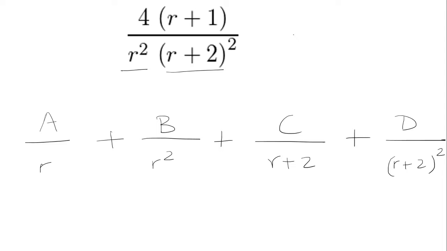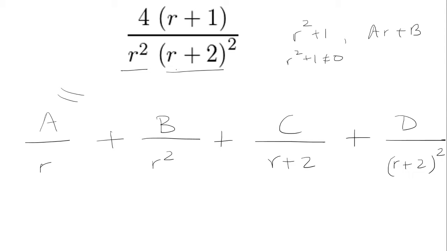If, let's say, one of the denominators was r squared plus 1, then I would need Ar plus B at the top, because r squared plus 1 does not equal 0 for any real number. Okay, so the top fraction is equivalent to this. Our goal is to solve for A, B, C, and D.